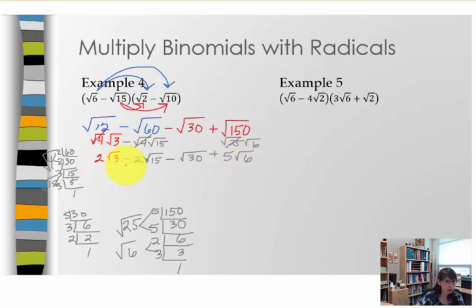Did that help us at all? We've got square root 3, square root 15, square root 30, square root 6. None of those are like terms. However, they are simplified. So this is the answer we want. This is the form of the answer we're looking for. So I'll just highlight here in yellow what the final answer looks like.